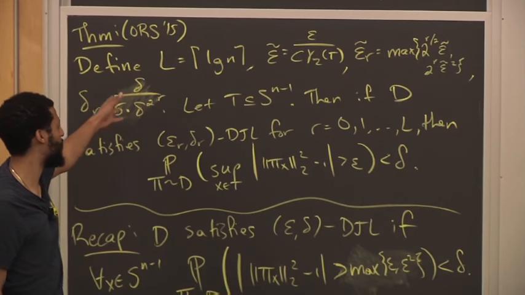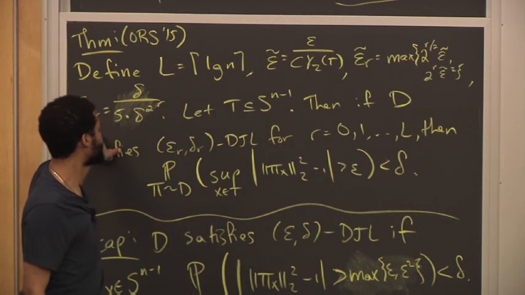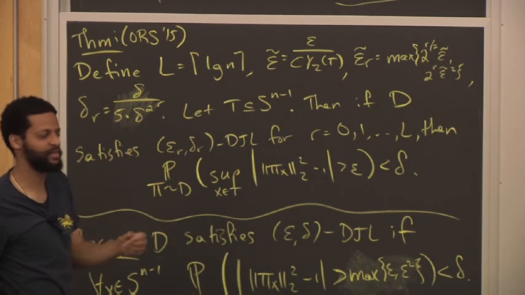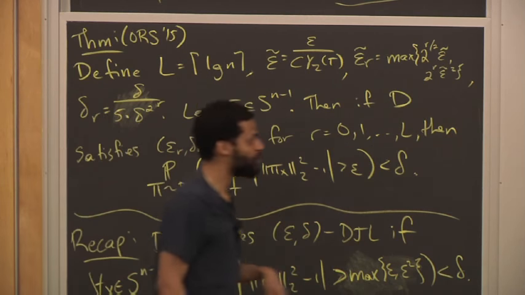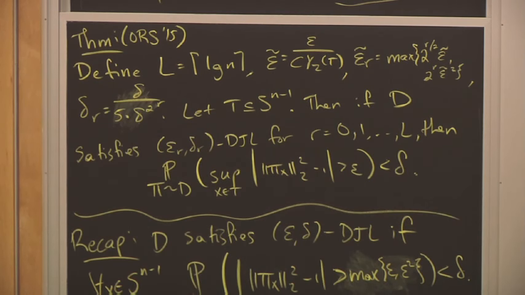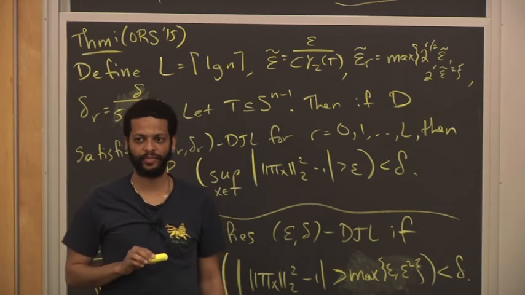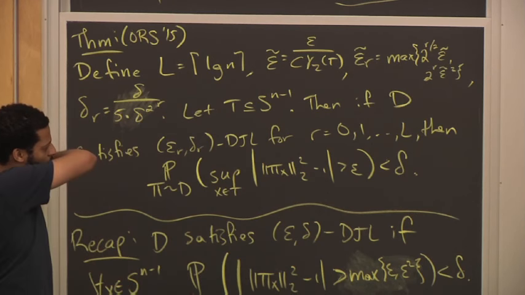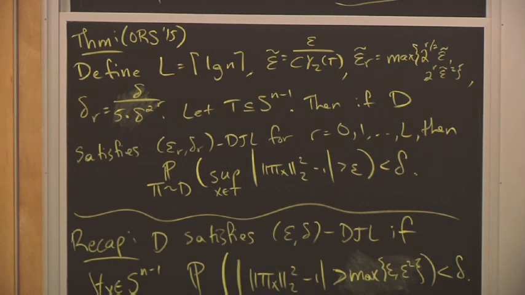So what this is telling us is if you take a sub-Gaussian map and it satisfies it for epsilon tilde and delta, then it'll satisfy it for all the epsilon tilde r's and delta r's as well. So, question: if you have a sub-Gaussian map and you want to satisfy epsilon tilde, delta DJL, you need m to be something like log 1 over delta over epsilon squared, epsilon tilde squared. But by the definition of epsilon tilde, that's the same thing as gamma 2 squared of T over epsilon squared, times log 1 over delta.